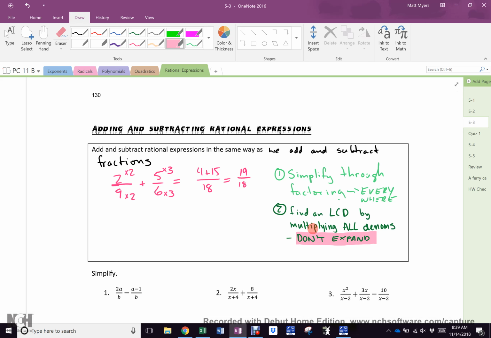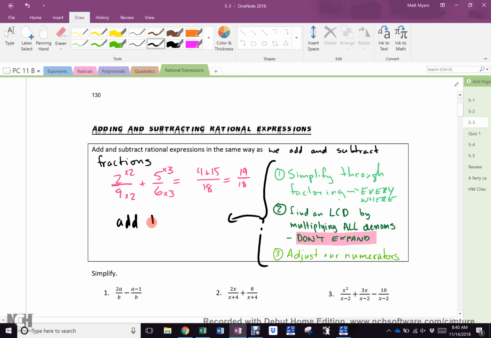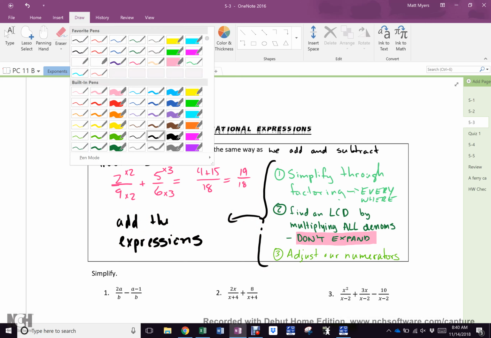Everybody cool? And finally, just like over here, once we had our common denominator, what did we have to do? We then had to adjust our numerators. Now, once all that is done, I can then add the expressions. Okay? It's really simple when you see it happening.